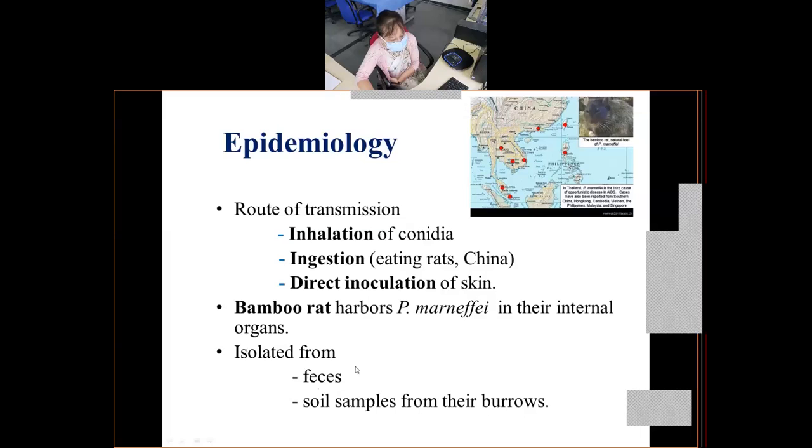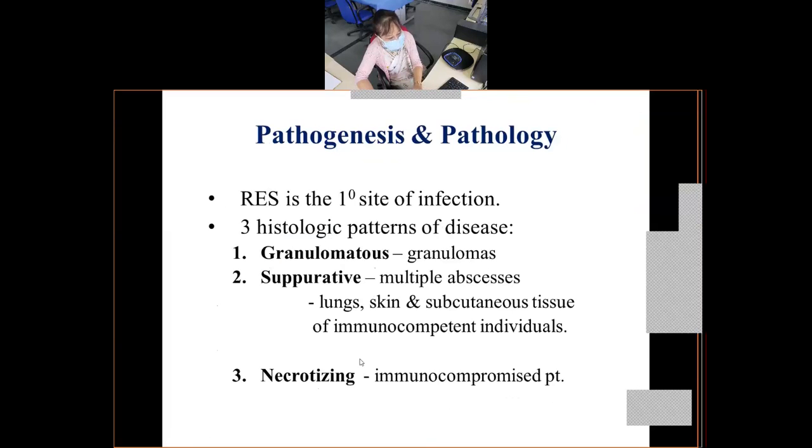This is how we can isolate it. It can be there in the environment, so you can take it from the soil or even from the feces of bamboo rats. The reticuloendothelial system is the primary site of infection of this pathogen, and we can see 3 histologic patterns of the disease. It can be in the form of granuloma. It can present as suppurative lesions, where a person can have multiple abscesses involving the lungs, the skin, or even subcutaneous tissues.